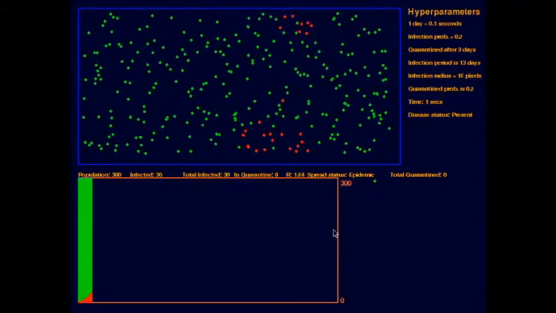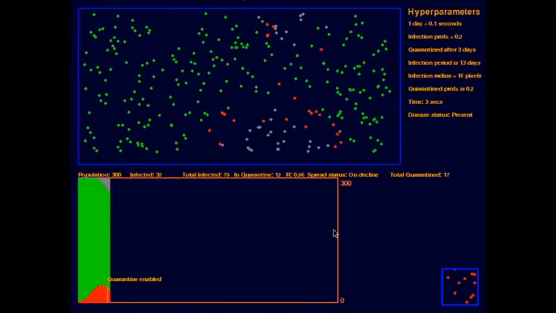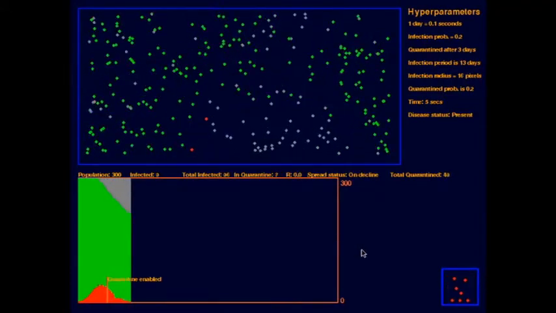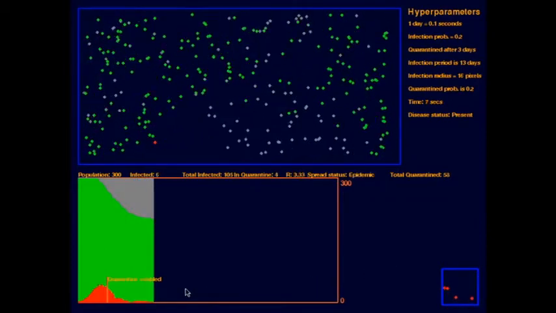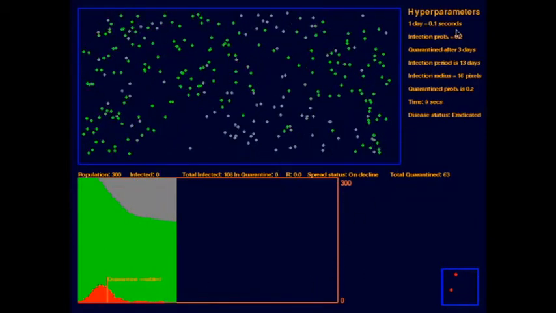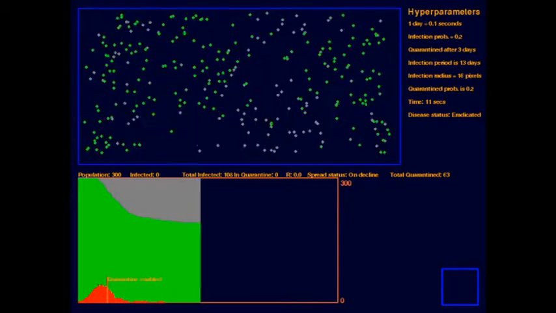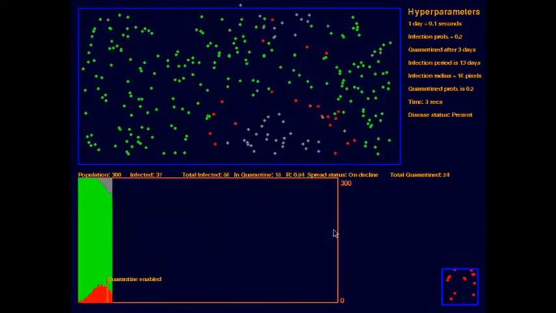So what I'm showing you is a simulation of the coronavirus pandemic based on something called an SIR model. SIR stands for susceptible, infected, and removed. Let me walk you through the details. The green dots in the graph below represent the susceptible population. The red one represents the infected population, and the gray one represents the removed population. It means either they have recovered or are dead, unfortunately.